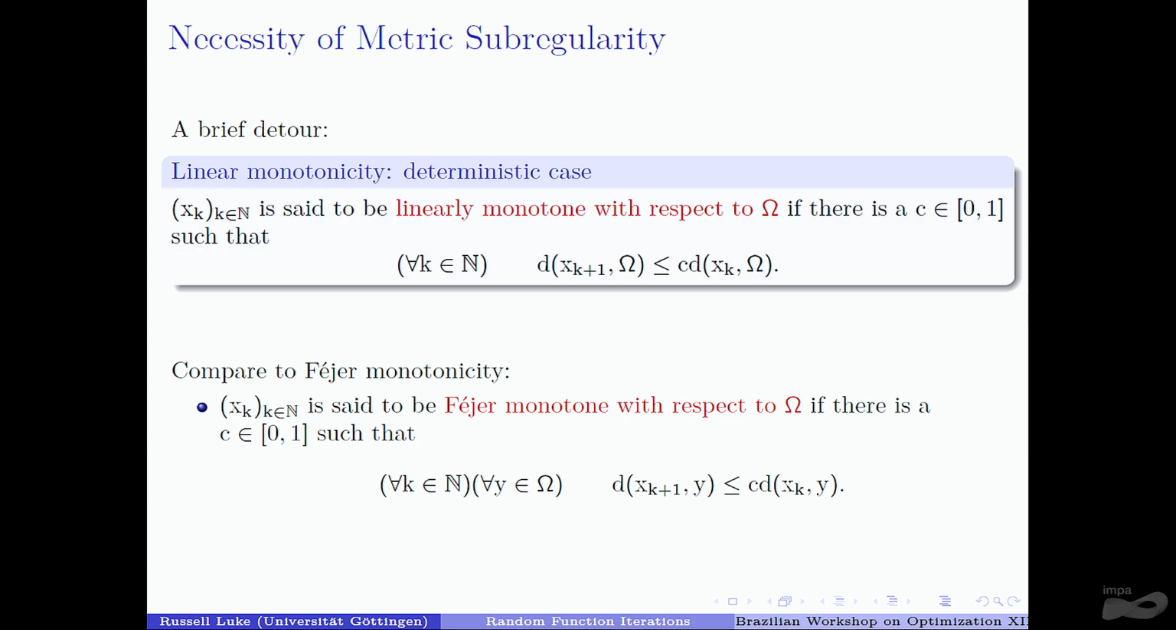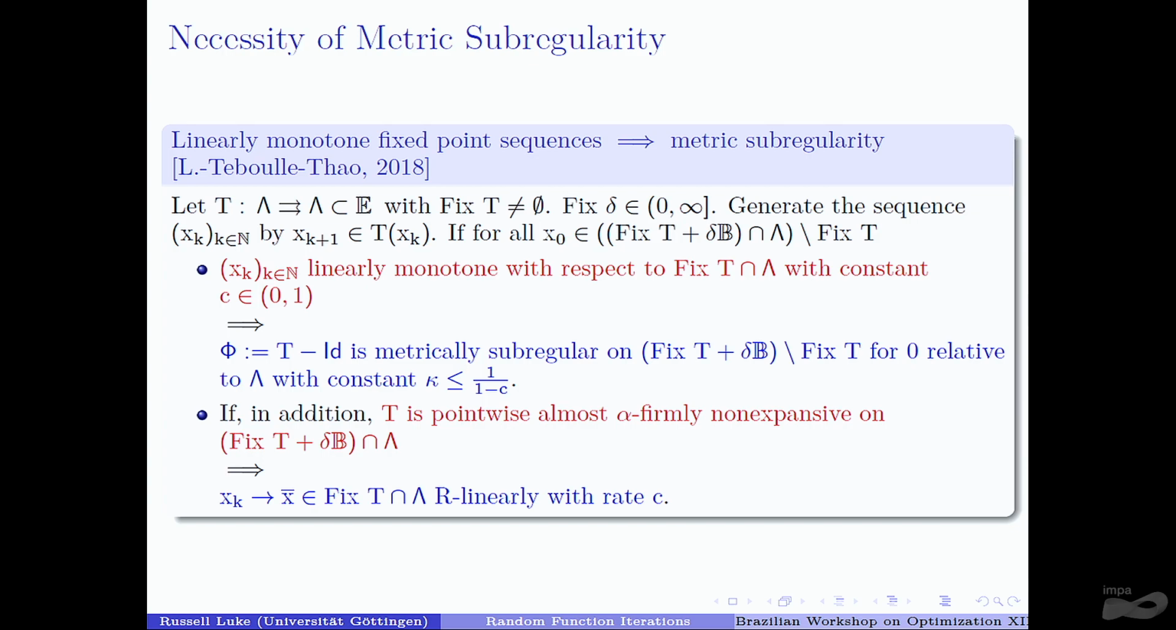if there's a constant in [0, 1], such that this inequality holds. And this is just on the sequence. Okay, you compare this to Fejér monotonicity. Fejér monotonicity is with respect to all points in the set. Here, it's just the distance to the set. So if you're Fejér, you're linearly monotone, but not the other way around. In the convex world, you won't really care about this distinction. For the non-convex world, you definitely need that.